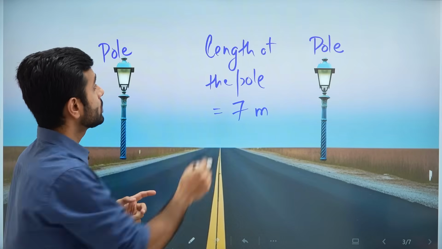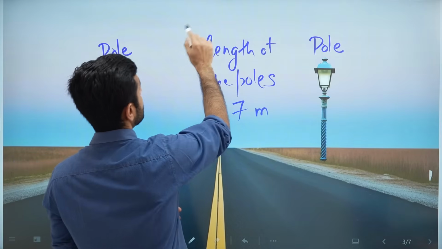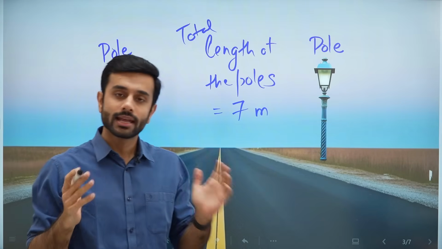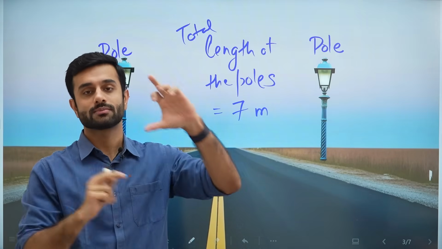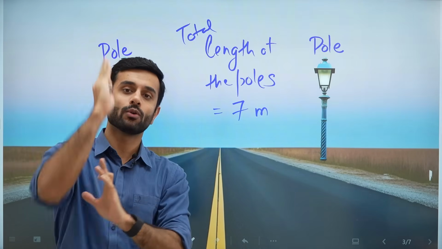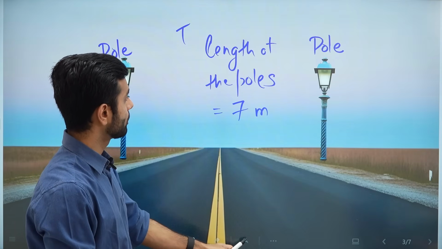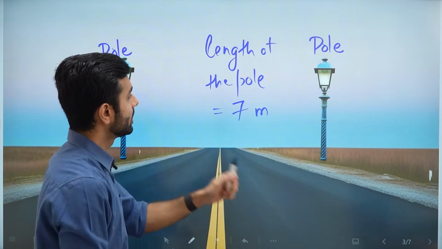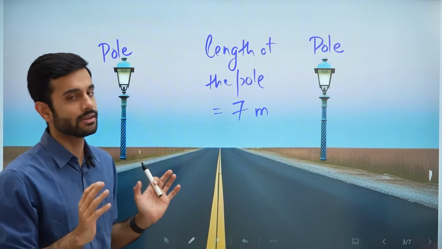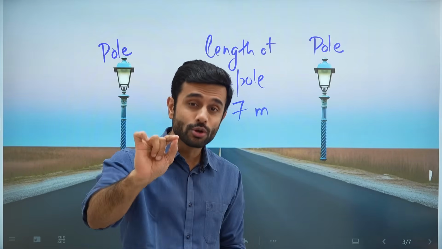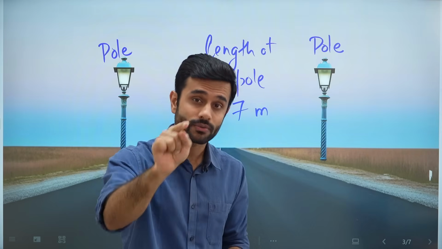If it said total length of the poles is 7 meters, then I would assume that okay, total length means both of them combined, one over the other, that length is 7. But when it simply shows me two poles on either side and it mentions length of the pole is 7, I would treat it as 7 and 7 each. And that is what should be the standard conclusion for you as well.